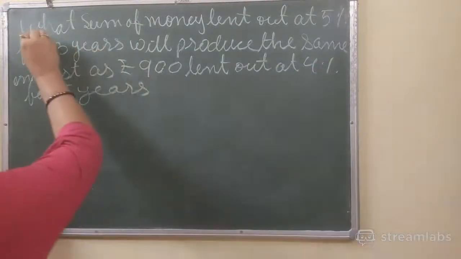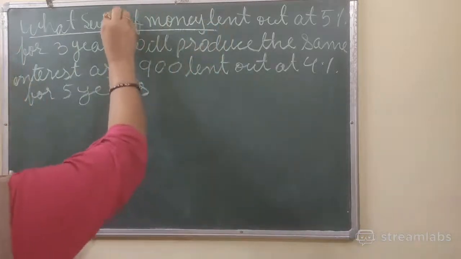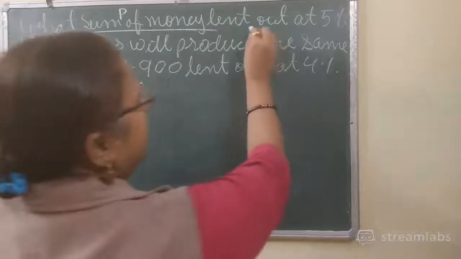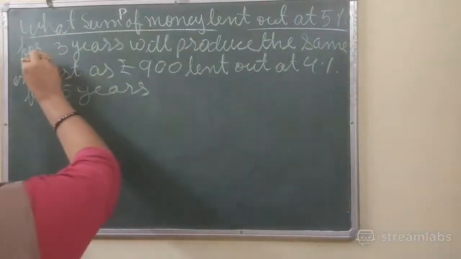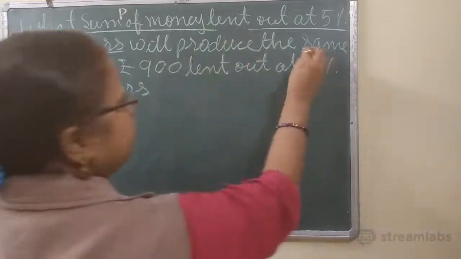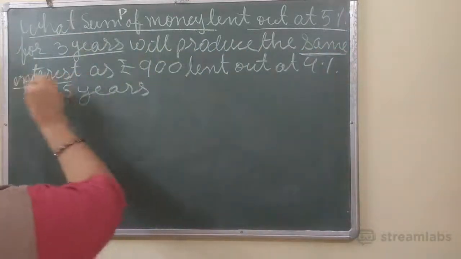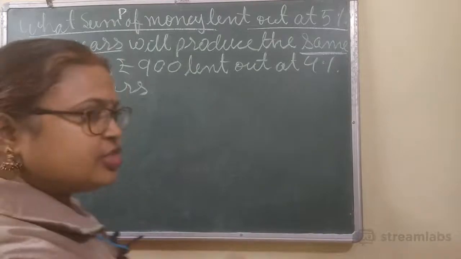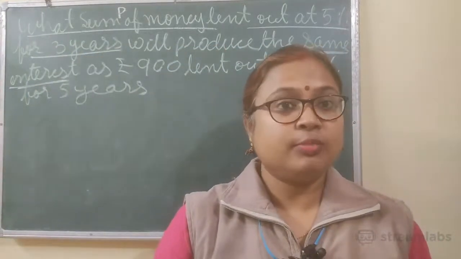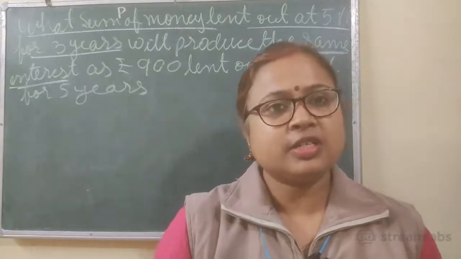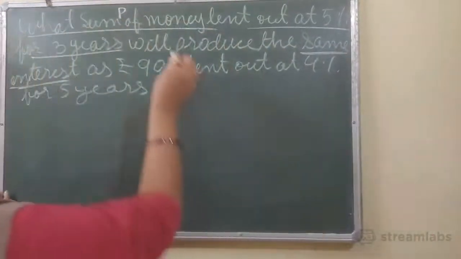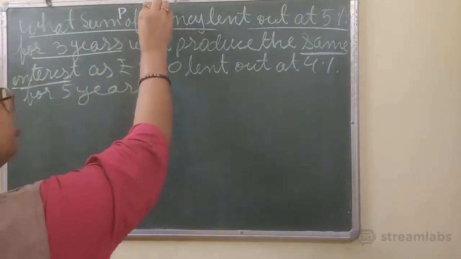So what sum of money means we have to find out the principal. This is very clear. Lent out at 5% for 3 years will produce the same interest. This is very important here: same interest. It means this question is divided into 2 parts, and in both parts the simple interest is the same. So first we'll find out the simple interest for part 1.